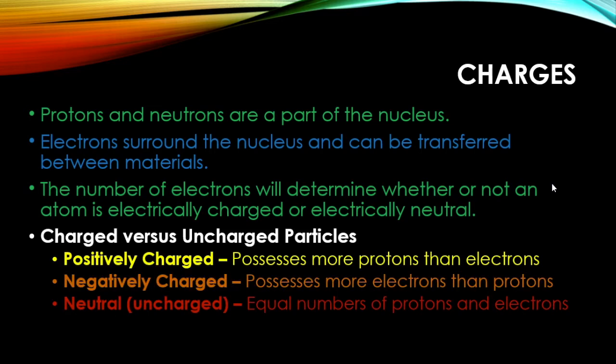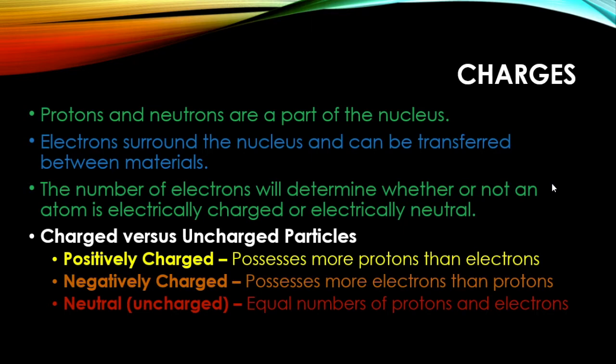So let's take a look at charged versus uncharged particles. Positively charged means that we possess more protons than electrons. Negatively charged means that we have more electrons than protons. And neutral means that we have an equal number of protons and electrons.